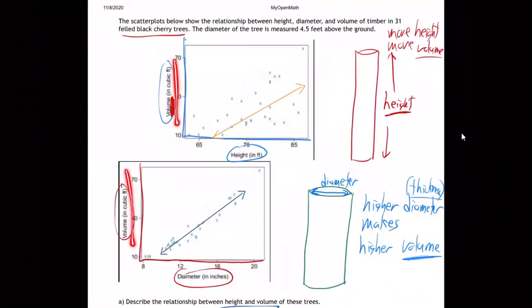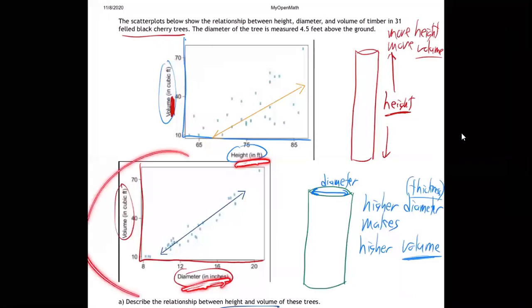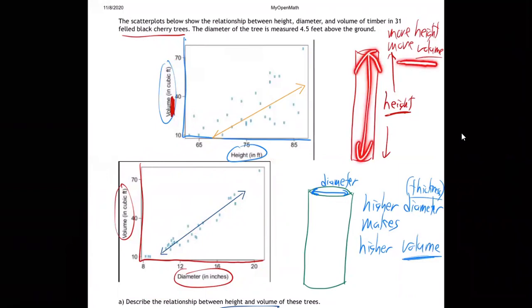In both cases, the y-axis is volume. Do you see that? It's volume in both cases. So which measure, height or diameter, is a better predictor of how much volume of wood you're going to get out of the tree? It's going to be diameter. Why? Because the dots are tighter. There's a stronger connection between diameter and volume than there is between height and volume. Do you see what we're saying here? Of course, taller trees have more volume of wood, and thicker trees with a bigger diameter also have more volume of wood. But diameter is a better predictor according to this data.